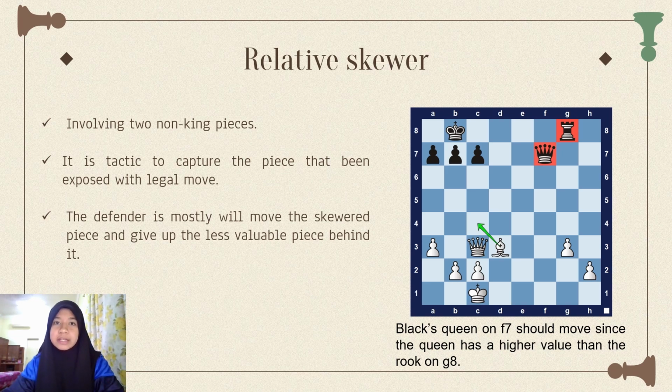In this diagram, it is white's turn to move. Black queen on f7 is skewered by white's bishop. To avoid capture of the queen, black must move the queen. And on the next move, white can capture the rook on g8. This is a relative skewer. Black is likely to move the queen, which is more valuable than the rook, but the choice is still available.